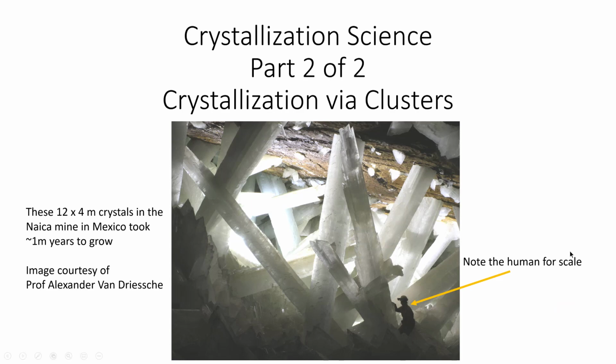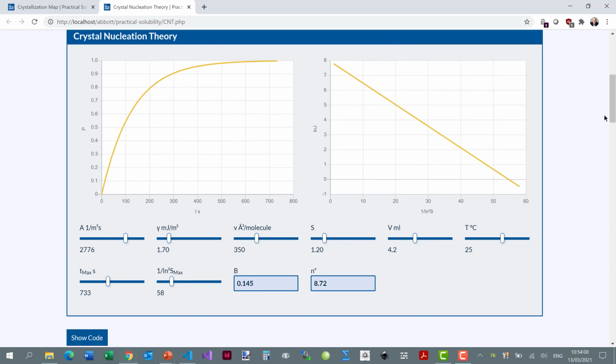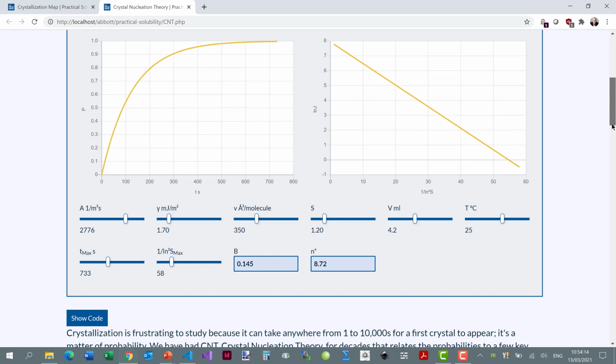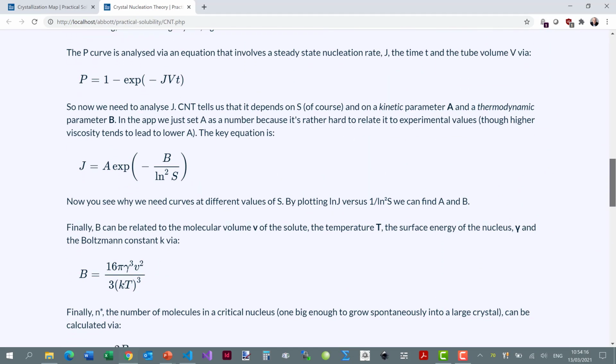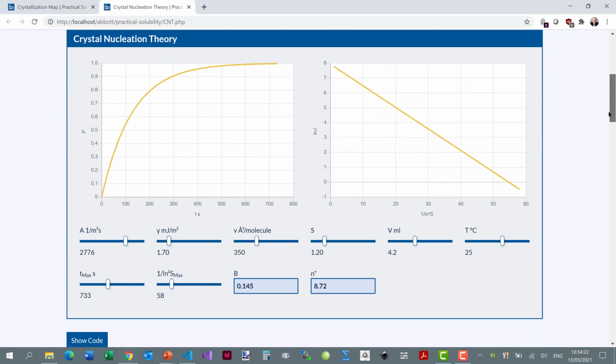So here I want to find what the science of crystallization actually is, assuming we've got all the solubility aspects worked out. And there's one very sad aspect of crystallization science, and it's called crystal nucleation theory. If you go to any book or paper on crystallization, they will tend to spend a lot of time talking about crystal nucleation theory, despite the fact that it's nonsense. They will describe all sorts of equations. I have them in the app, P's and J's and B's and N stars, but it is all nonsense. So I'm not going to spend any time on this.